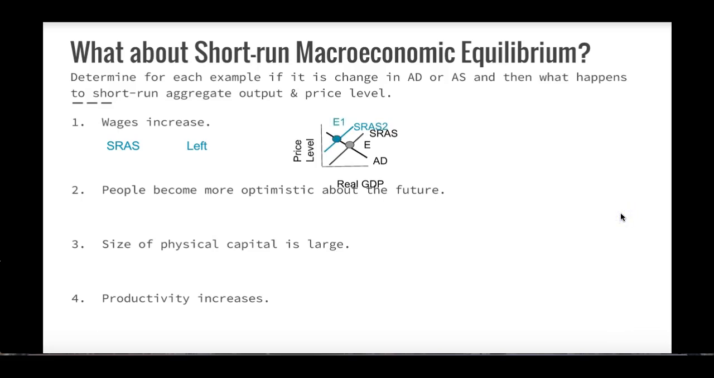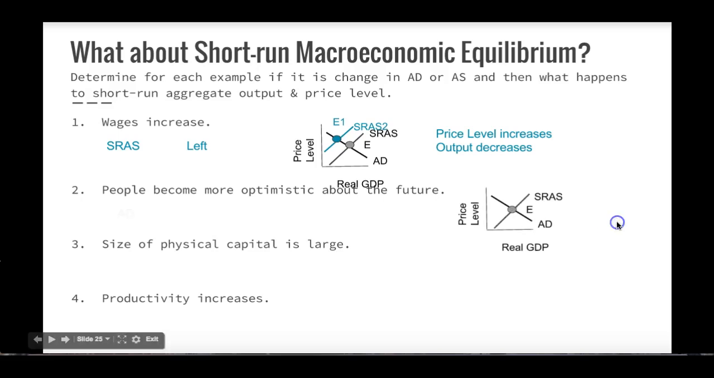And so now here's our new equilibrium. What happened to our equilibrium price? Our price level went up, and what happened to our equilibrium quantity of real GDP? Well, it went down. So our price level increased and our output decreased. Number 2, people become more optimistic about the future. This is going to be an aggregate demand example. This is a change in aggregate demand because of expectations, and if people are more optimistic about the future, things are looking up, they're going to do more spending, so that's going to be a right shift in aggregate demand.